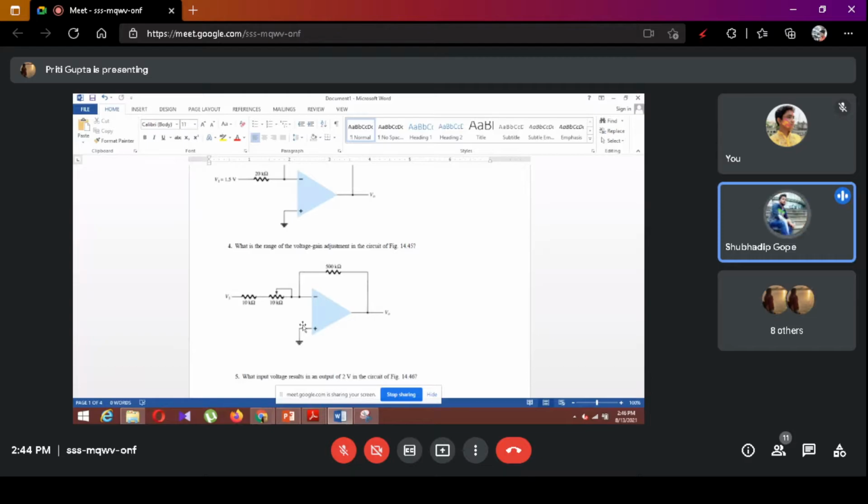What is the V input value? You don't need the V input value, they have asked for the range. V output by V input is equal to ACL. You have to calculate ACL, the voltage gain. Got it? Yes, ma'am.